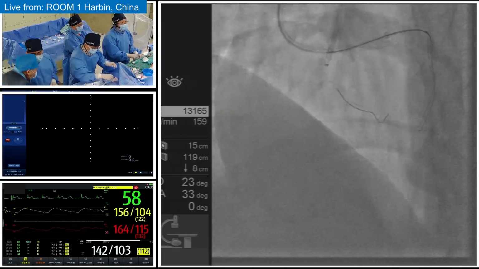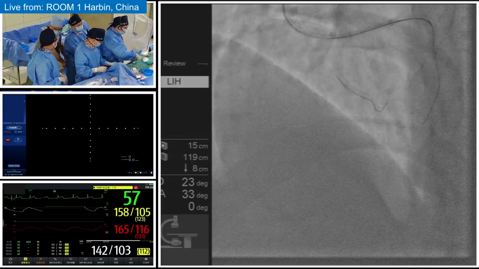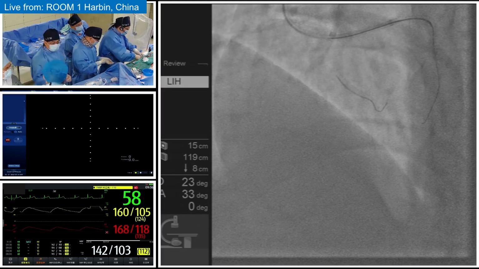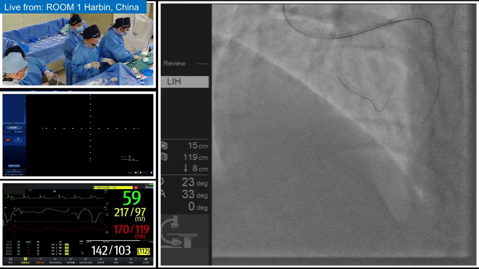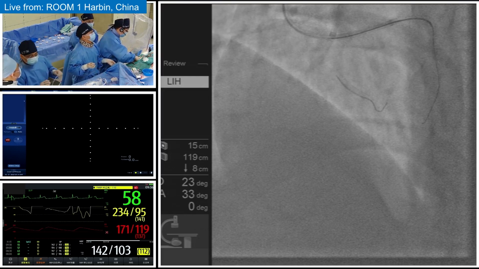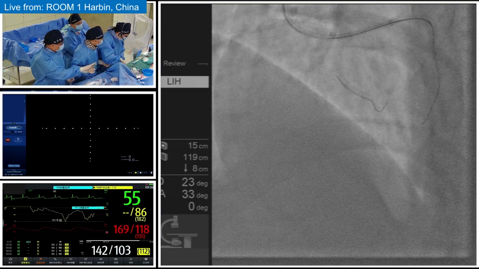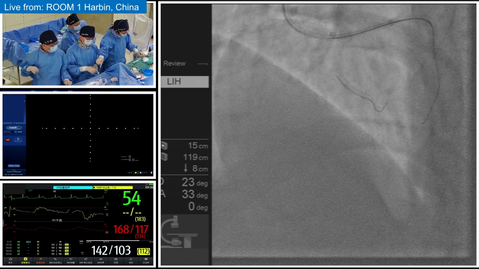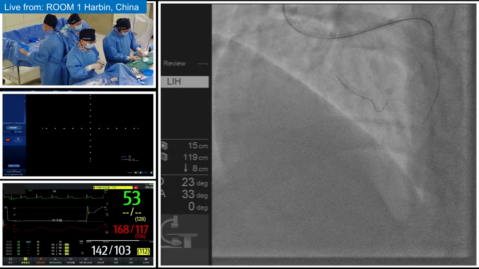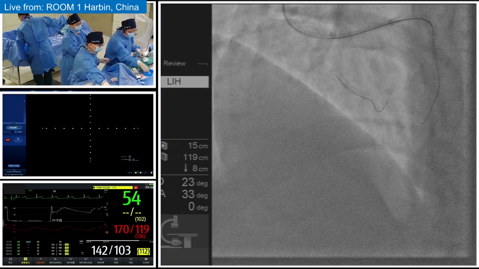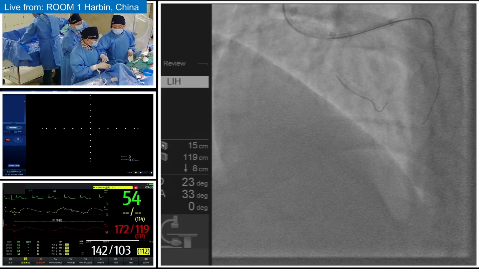So in order to use the balloon trapping technique, I withdraw the Gaia wire. Another workhorse wire, give me please. Okay, I will check the RCA first. If there is severe stenosis, it needs to be treated first. We must make the blood flow back freely to avoid thrombus formation. Workhorse wire, give me the workhorse wire, please.